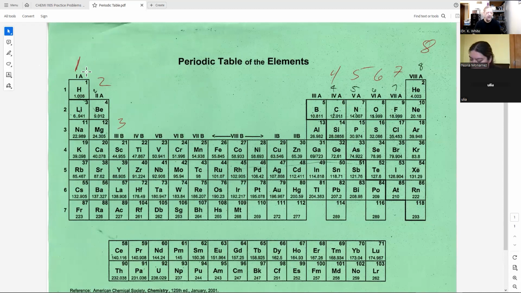And if we look at sodium, it has 1, so does lithium, so does hydrogen. Everything in the same column has the same number of valence electrons. Oxygen 6, nitrogen 5, carbon 4. Well, how do you draw a Lewis structure for an element?